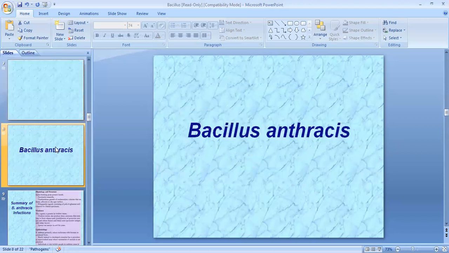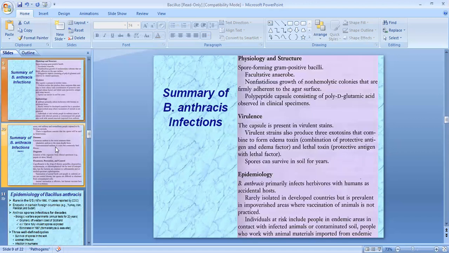First, we'll talk about Bacillus anthracis. They are spore-forming gram-positive bacilli. They are facultative anaerobes, with non-fastidious growth, and non-hemolytic colonies that are firmly adherent to the agar surface. They have a polypeptide capsule consisting of poly-D-glutamic acid, observed in clinical specimens. The virulence is so high that the capsule is present in virulent strains.